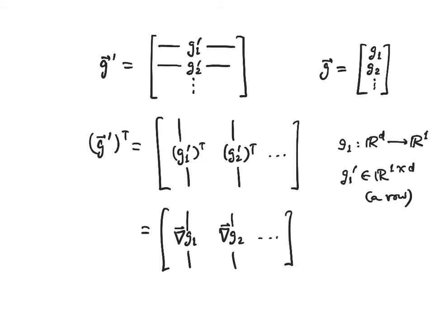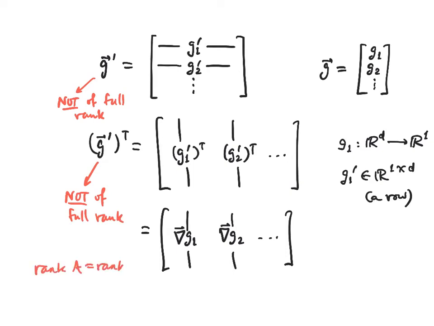So you see that those gradients are going to have to be linearly dependent if this matrix here is not of full rank. See, if this is not of full rank, it follows that this is not of full rank either. Why? Well, the rank of a matrix is equal to the rank of its transpose, as we proved in class a long time ago. So between G prime and G prime transpose, they have exactly the same rank. Therefore, one of them is of full rank if and only if the other one is, and one of them is not of full rank if and only if the other one is not of full rank. Well, being not of full rank means that you have linearly dependent columns.